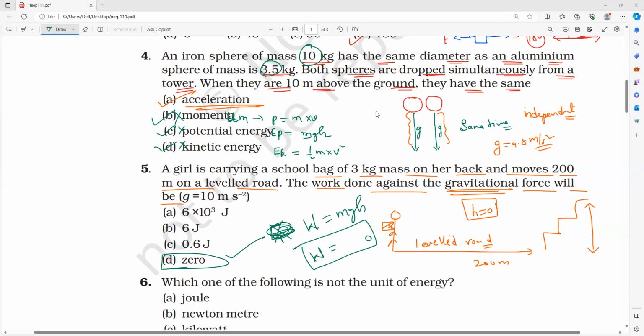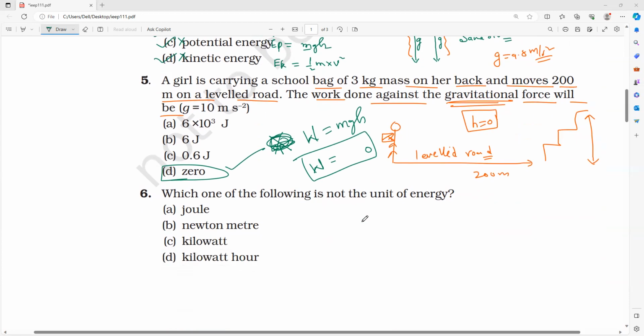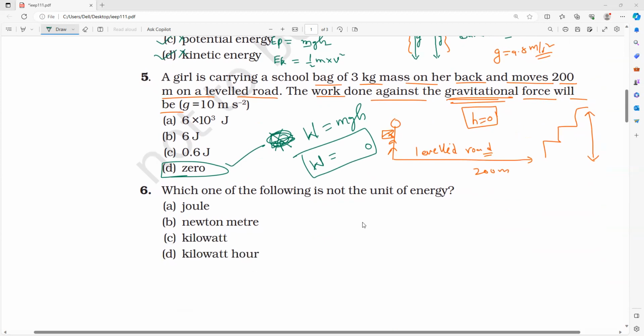Work done against gravity, mgh. Finish it fast. Understand, everyone? Next.